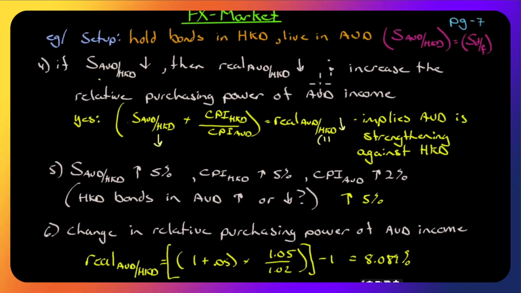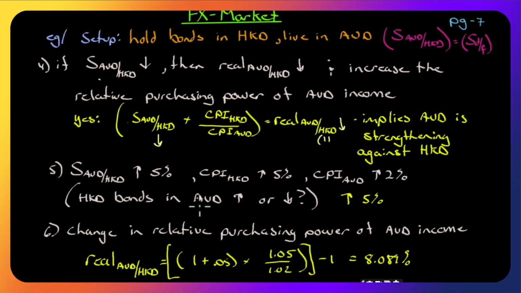That's a true statement. Number 5, the nominal exchange rate has increased 5%. CPI in Hong Kong is up 5%. CPI in Australia is up 2%. The Hong Kong bonds, if we translate them into Australian dollars now, are we getting more or are we getting less? Have they increased or decreased, and by how much? Well, the nominal exchange rate is up 5%. We don't really need to know anything about the CPI. We're just saying our bonds represent so many Hong Kong dollars.